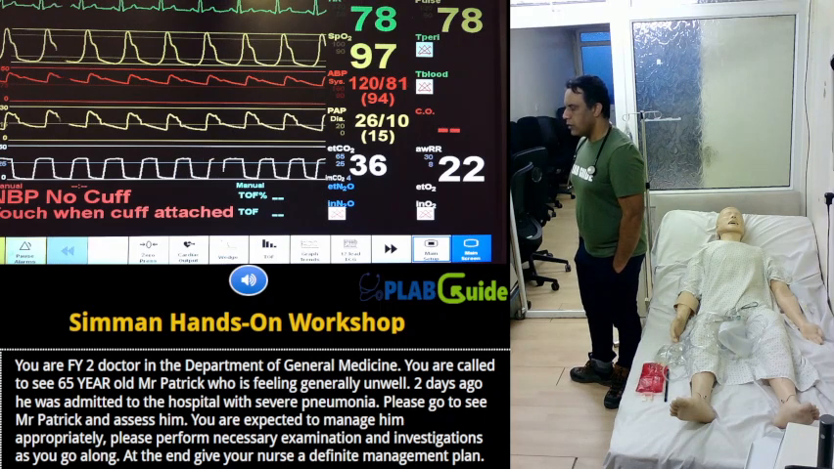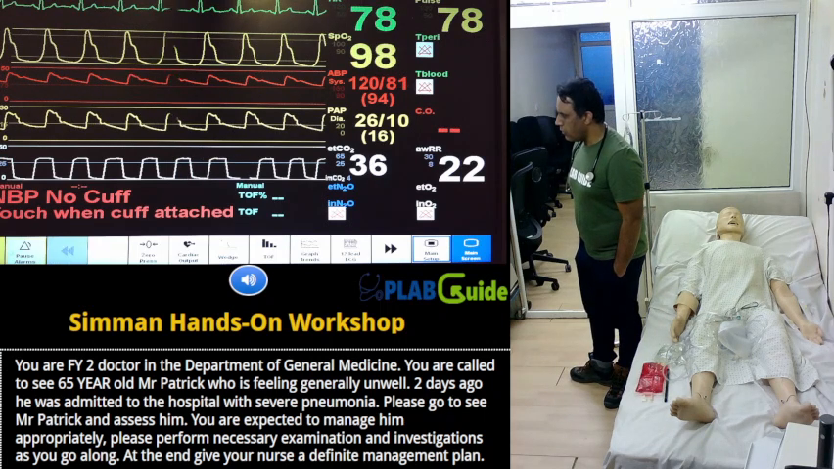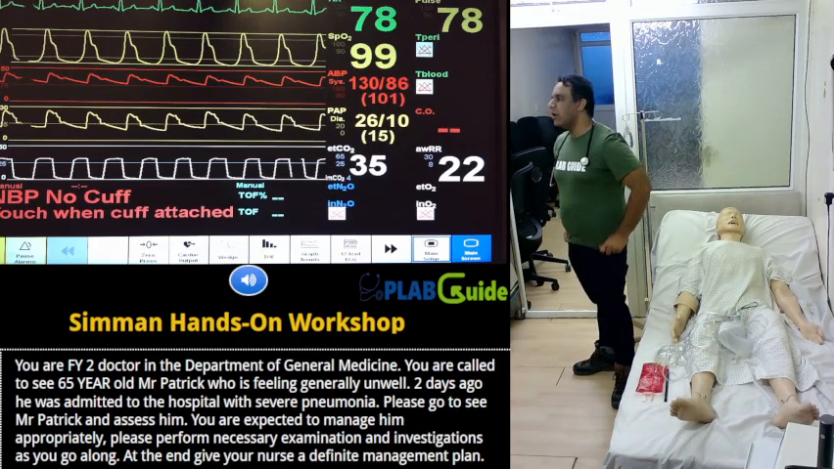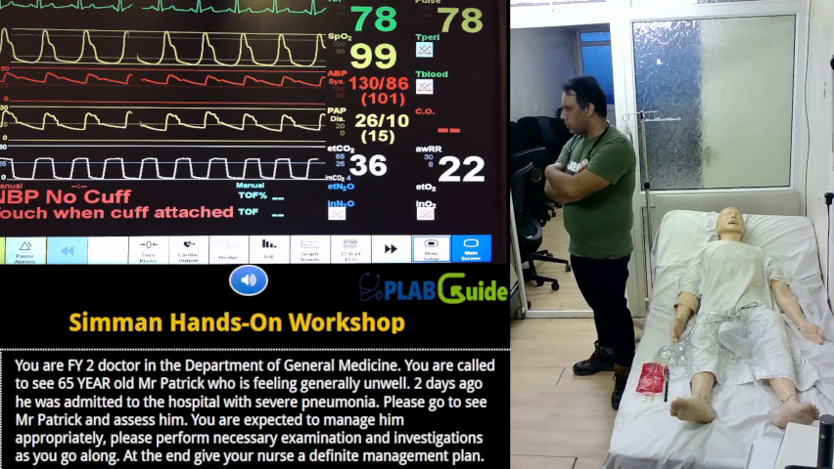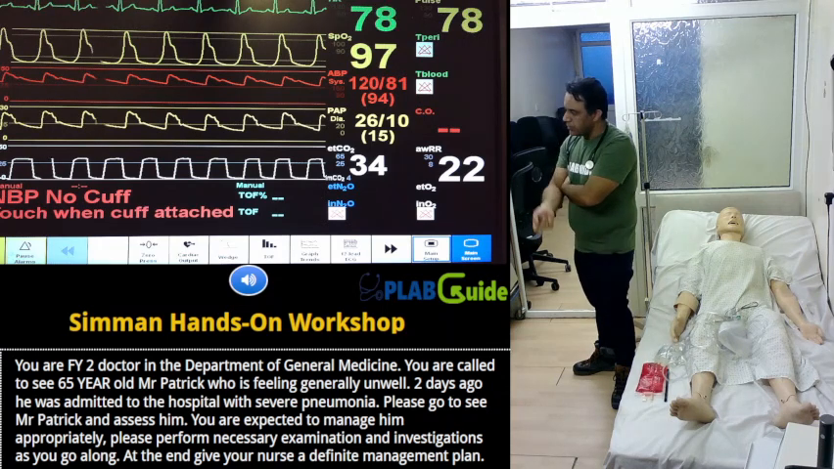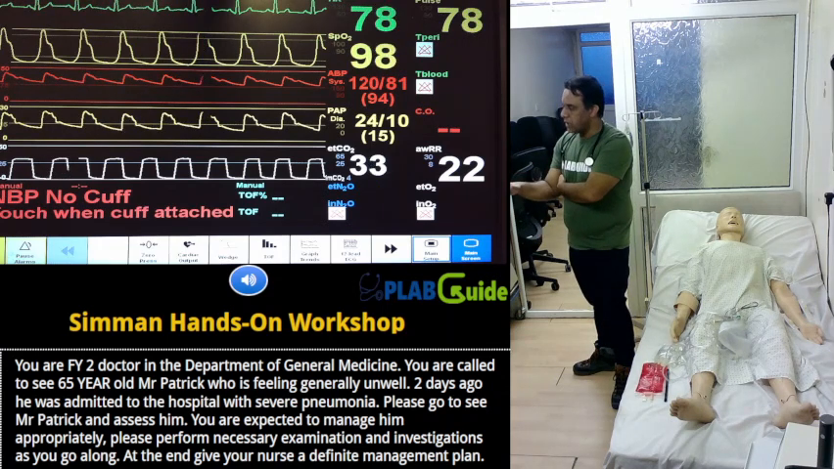Yeah, and the saturation still doesn't improve. For example, what was the saturation in the beginning? Let's say it was 90. Then we gave the oxygen, but it doesn't improve. Then do we have to do the respiratory exam at that point? Yes. When you do the reassessment, then you check.